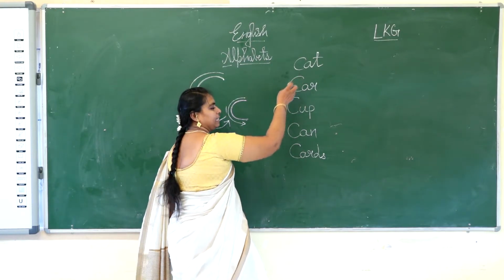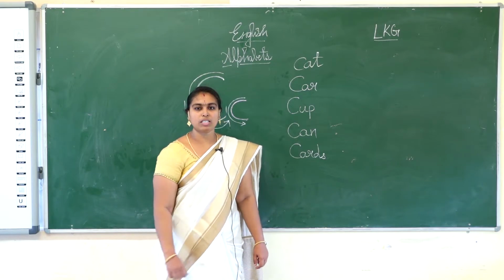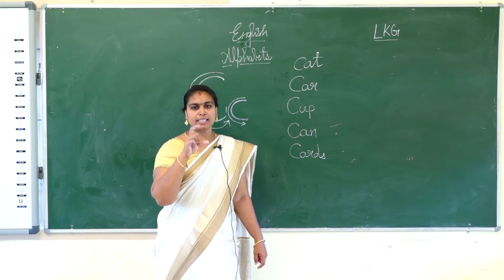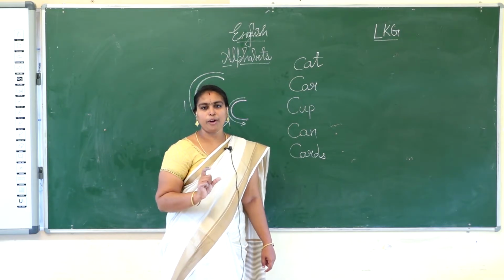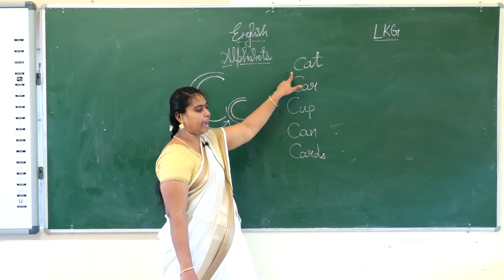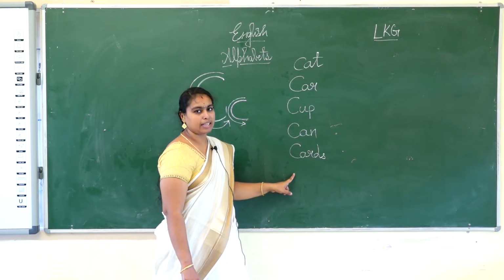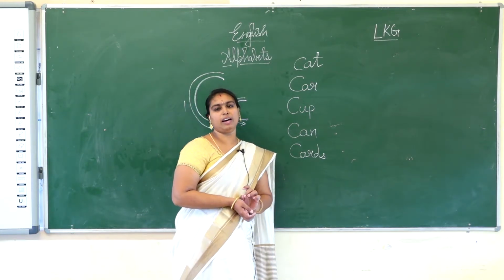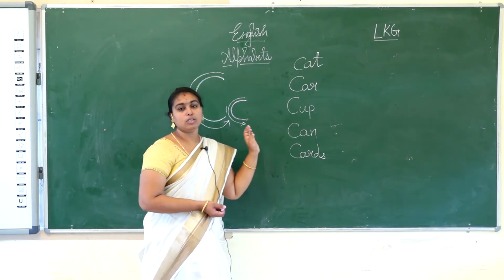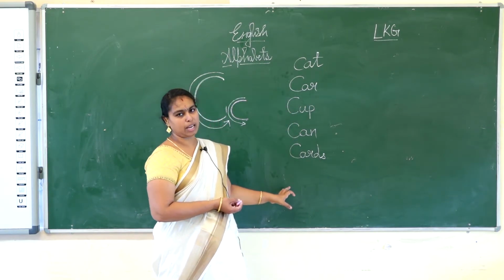Say again. Cat. What is the sound of C? K. What is the sound of C? K. What is the sound of C? K. Say again. Very good. K. C stands for cat, car, cup, can, cards. And there are so many words for each letter. We will learn some of these.